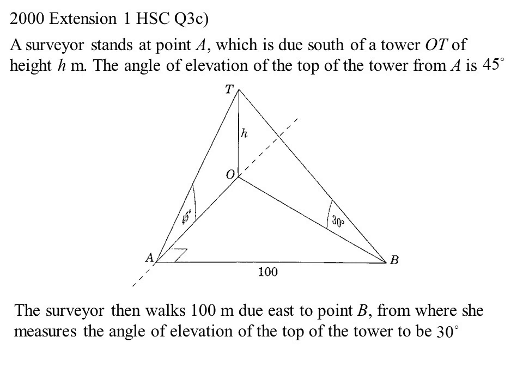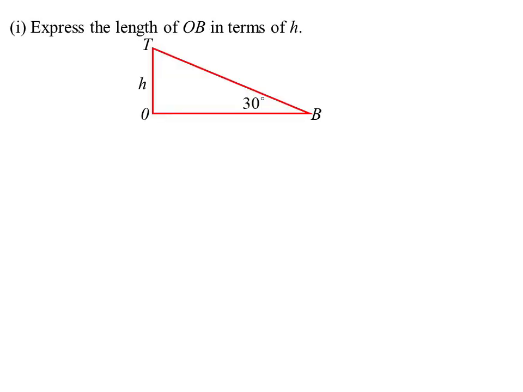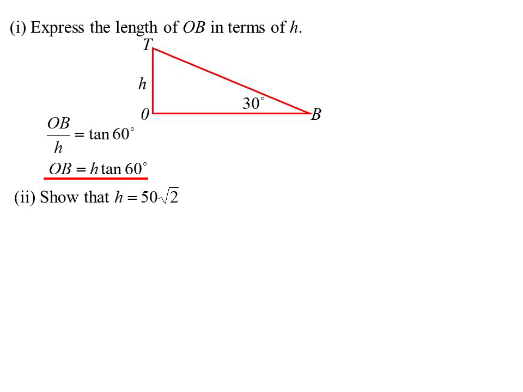Well, let's find a triangle where OB is in it, and we've got other information. H would be good, and there's the triangle I chose, triangle BOT. The angle of elevation was 30 degrees, so it's just a simple little trig question. OB on H is tan 60, so OB is H tan 60. I suppose you could go even further because we know what tan 60 is exactly. So we could have said it's root 3 H, but there it is, it's in terms of H. Okay, show that H is 50 root 2.